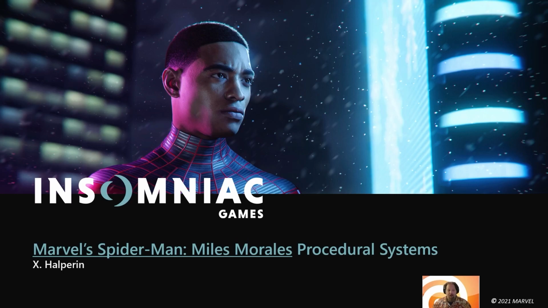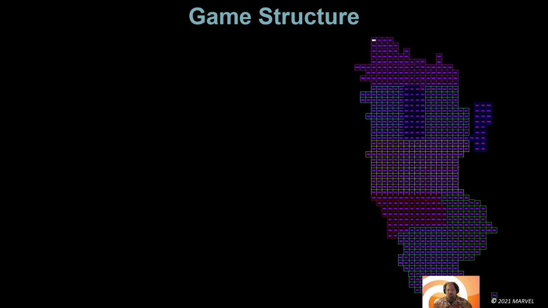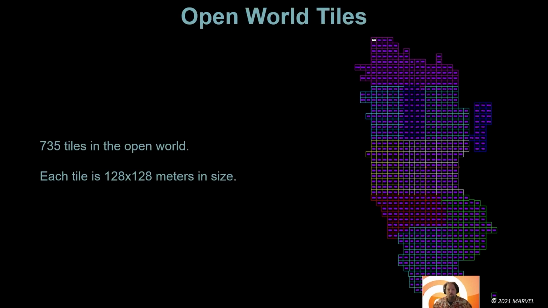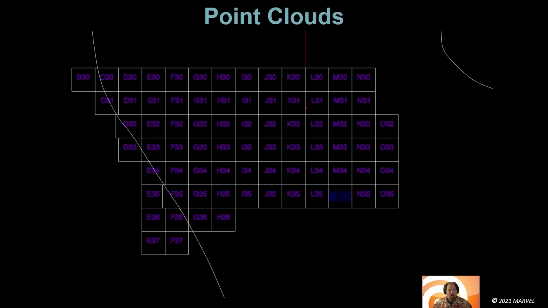My name is Xray Halperin, and for Spider-Man Miles Morales, I created several procedural systems to enhance the game. The open-world environment of Spider-Man Miles Morales is divided into 735 tile regions. Each tile region is defined by several zone files, which are JSON that contain references to the assets within a given game. In many workflows, each tile may be expressed as a work item in Houdini's procedural dependency graph.